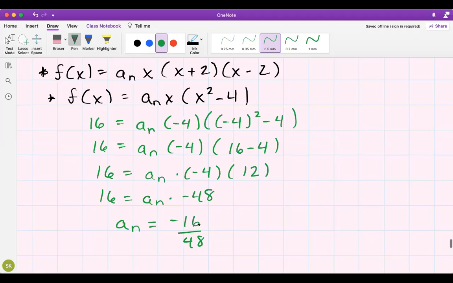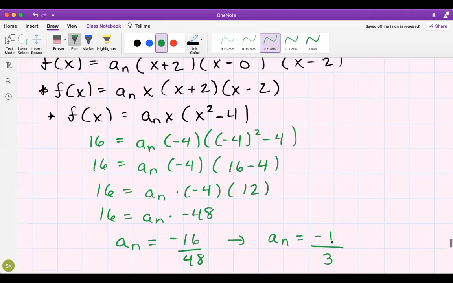And we can simplify this. Let me pull out a calculator. Let's see, both are divisible by 16. So if we divide the top and the bottom by 16, I get -1/3. So this is the correct a sub n for my particular polynomial.